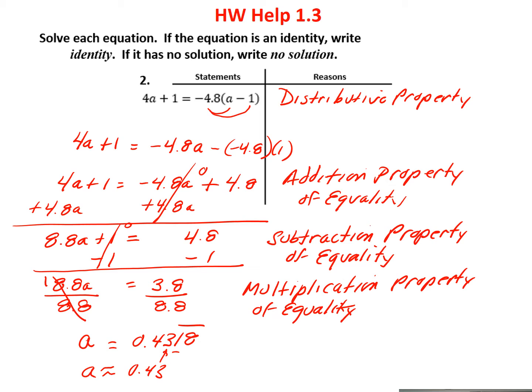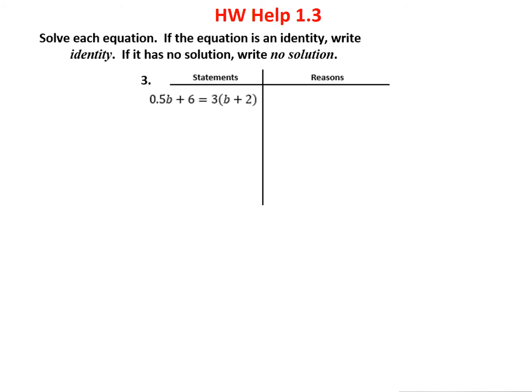The other alternative would be to try to reduce the fraction down. I see that I could take a 2 out of there and get 1.9 over 4.4, but that's not necessary. Okay, so we have a solution, and in this case there is a solution to this one. Okay. Let's move on to the next.